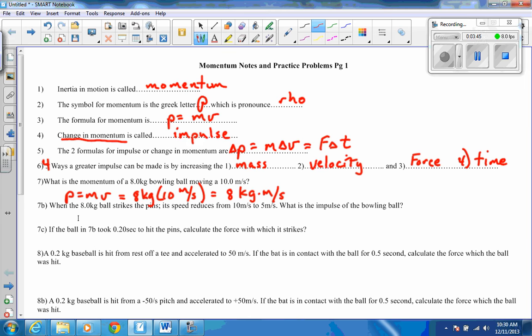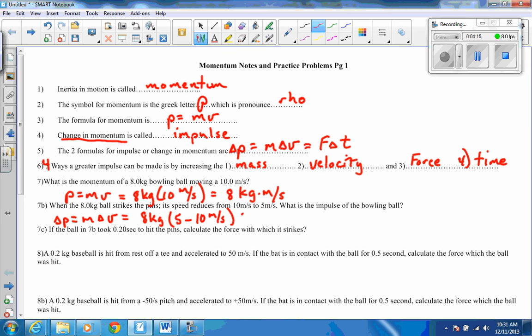Number 7b, it says when an 8-kilogram ball strikes the pins, its speed reduces from 10 to 5. What's the impulse? Well, you got to remember, impulse is change in momentum. Change in momentum is m delta v, because now the ball is going to slow down. So I'm going to put in the 8 kilograms for the mass. The change in velocity is final, which is 5, minus the initial velocity, which is 10 meters per second.